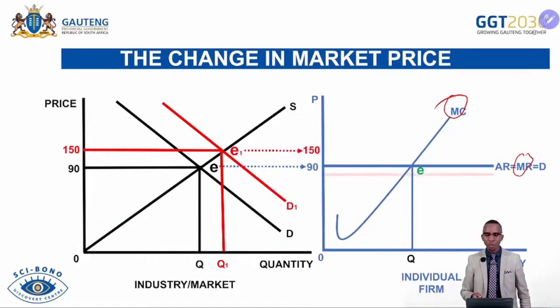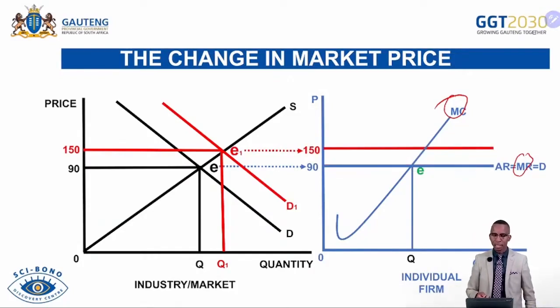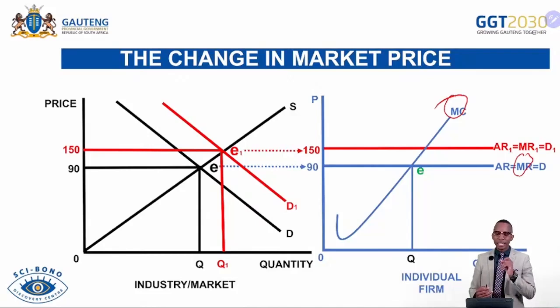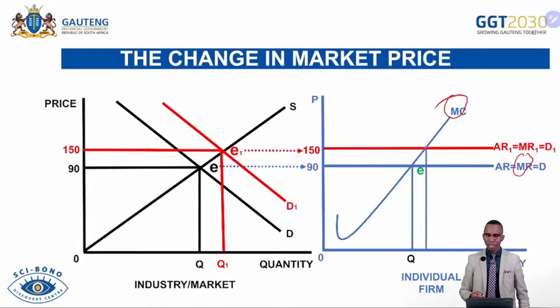So the firm is taking 150 as it is from the industry because the firm is the price taker. Therefore, we see AR1 equals MR1 equals D1, meaning these are our new points. So the demand curve for the firm shifts upward, indicating that the price for the firm has increased. So it takes the price that has been determined by the industry. There we see the output, Q1, and then we have the new equilibrium, which is our E1.